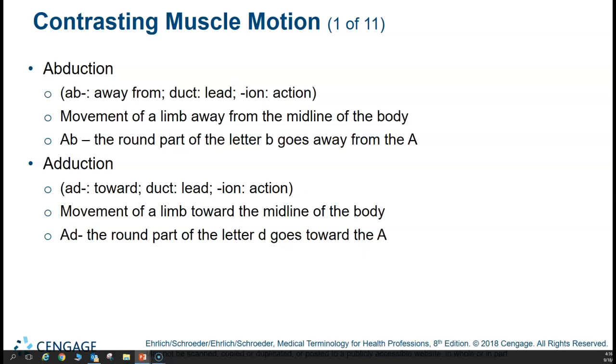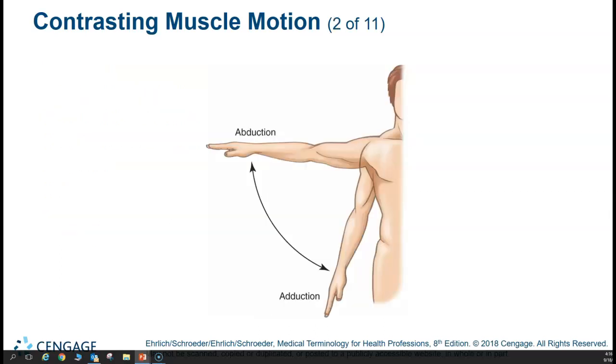If you look at the letter D, the round part is towards the letter A. So when we look at adduction, it means that it's moving toward. So again, a little hint to help you remember the difference between ab and ad. And this is a nice graphic of abduction and adduction. Abduction is going to be moving away from the body, bringing our arm up, and adduction will be bringing the arm back down to the midline of the body.